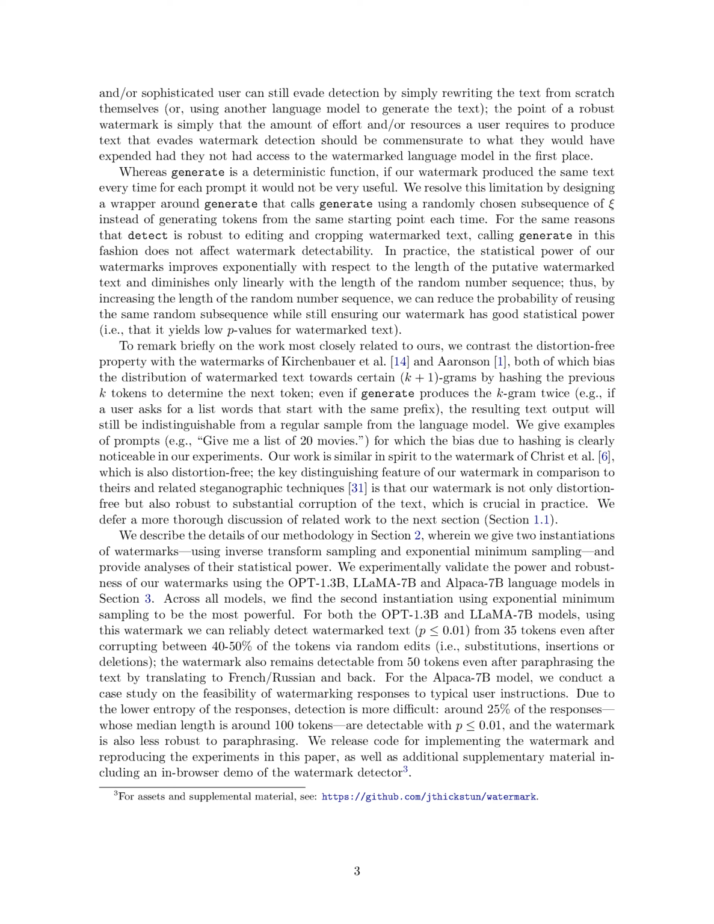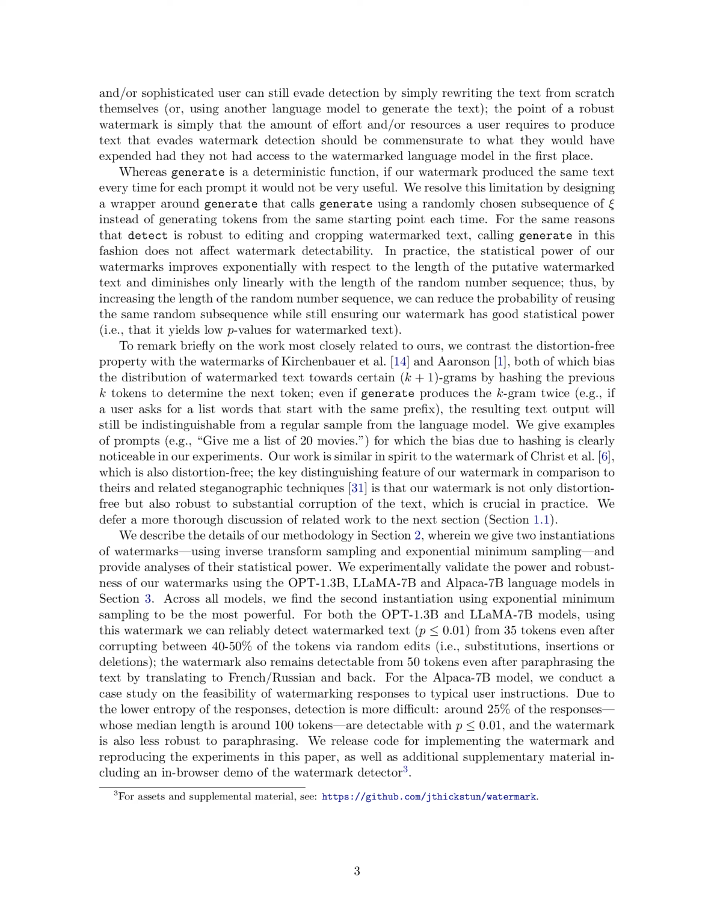While generate is a deterministic function, if our watermark produced the same text every time for each prompt, it wouldn't be very useful. We've designed a wrapper around generate that calls generate, using a randomly chosen subsequence of the random number sequence instead of generating tokens from the same starting point each time. This doesn't affect watermark detectability. In practice, the effectiveness of our watermarks improves exponentially with the length of the suspected watermark text and decreases only linearly with the length of the random number sequence. By increasing the length of the random number sequence, we can reduce the probability of reusing the same random subsequence while still ensuring our watermark has good statistical power.